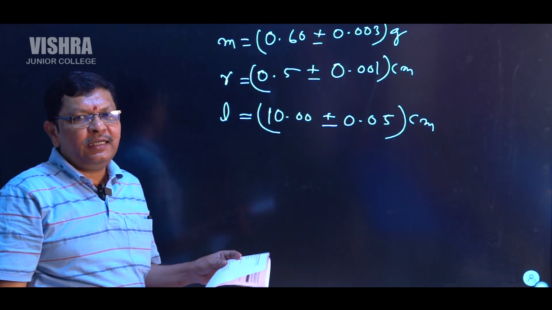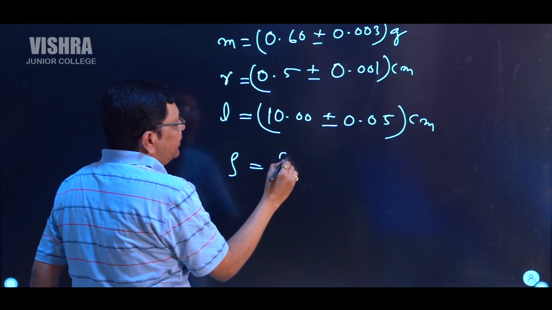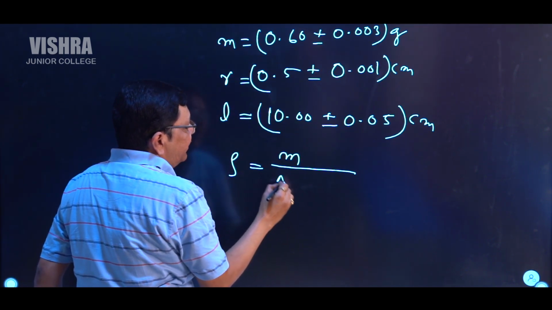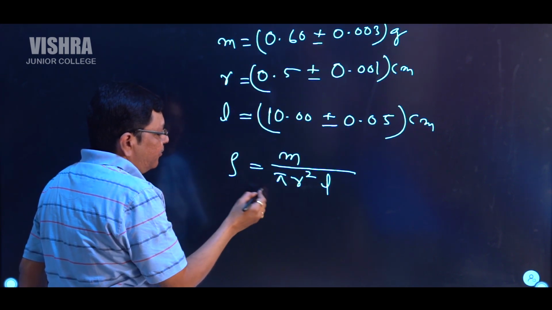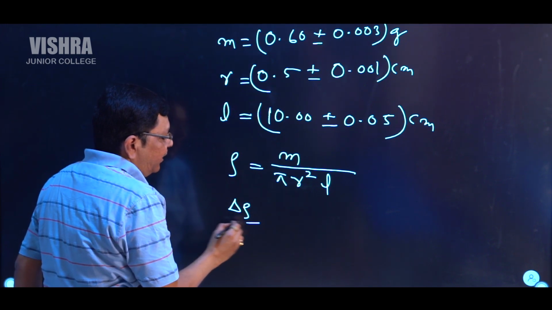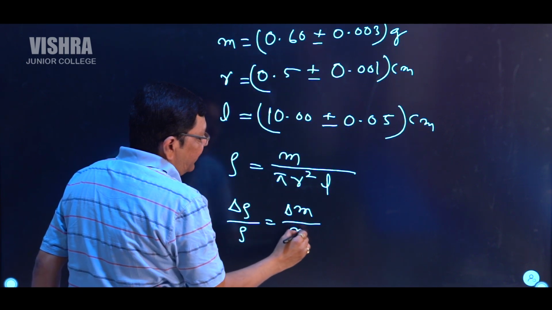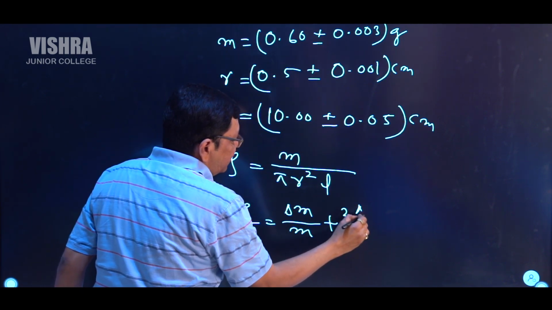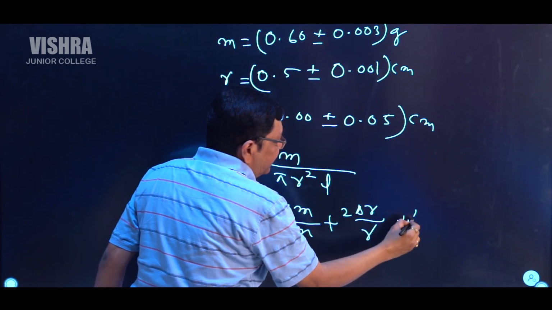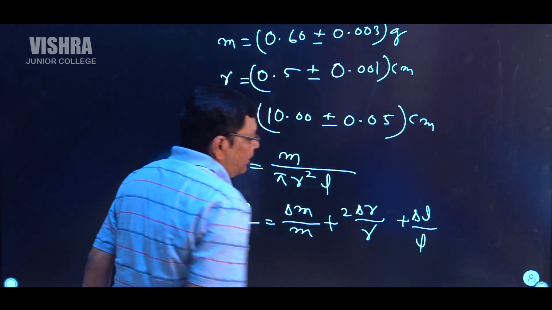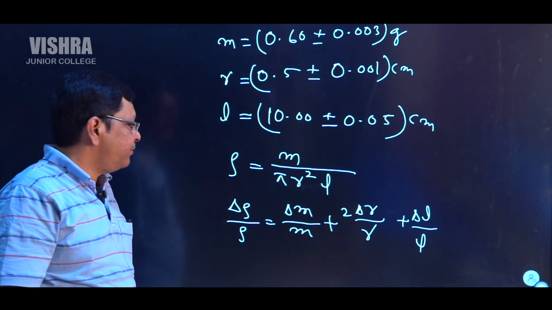So the wire may be in solid cylindrical shape. Then for a cylindrical wire, density is mass over volume. Volume is the area of cross section, pi r square, times length L. Pi is a constant. So we can calculate delta rho by rho equals delta m by m plus 2 delta r by r plus delta L by L. Maximum error is always positive. Though a term is in the denominator or in the numerator, we take the maximum possible error, so for all terms we give a positive sign.